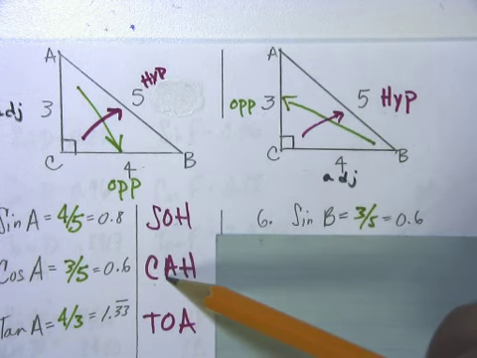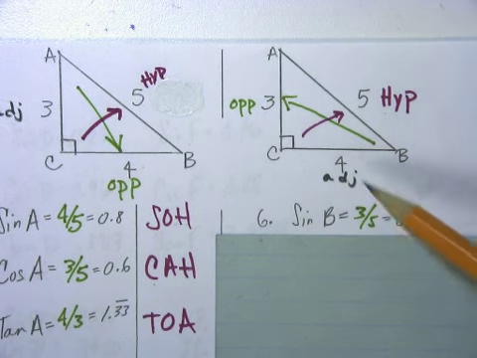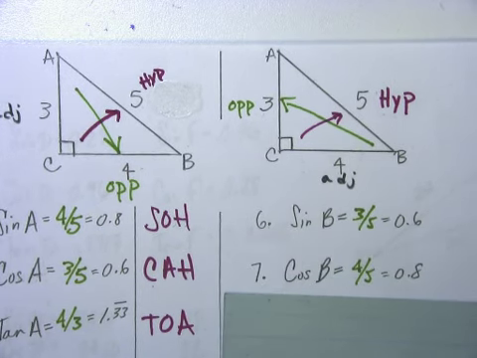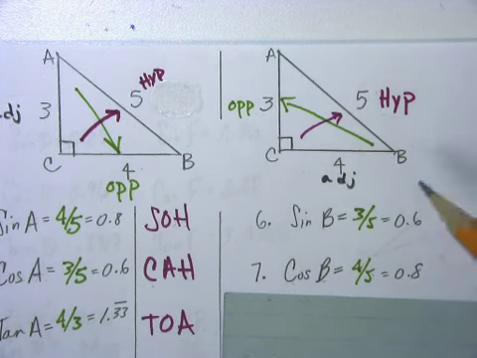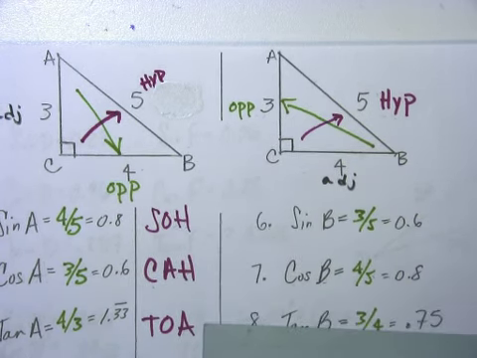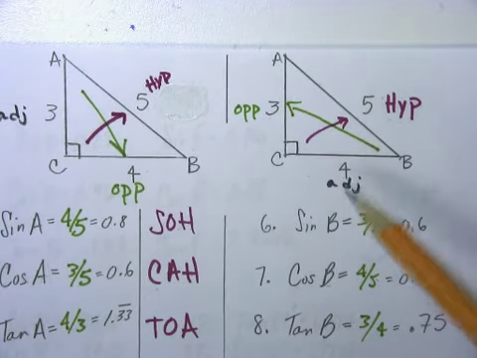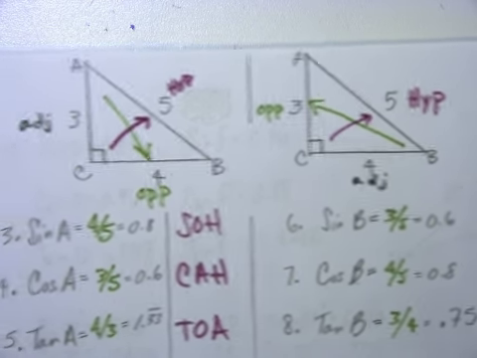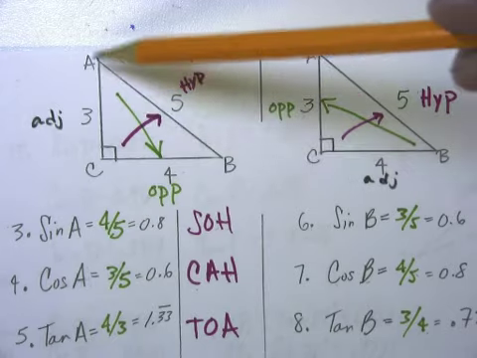Let's do the cosine function of angle B. The cosine function is the adjacent over the hypotenuse. The adjacent is 4, the hypotenuse is 5, so it should be 4 over 5. And sure enough, the cosine of angle B is 4 over 5, or 0.8. And finally, let's do the tangent function of angle B. The tangent function of angle B is the opposite over the adjacent, which is the opposite of 3 over the adjacent of 4, which is 3 over 4, or 0.75. And those are the three trig functions for both acute angles.